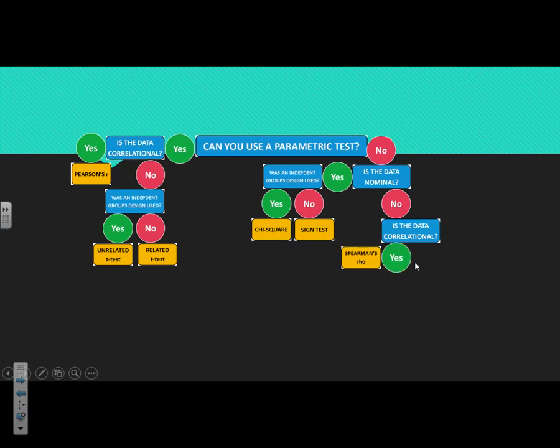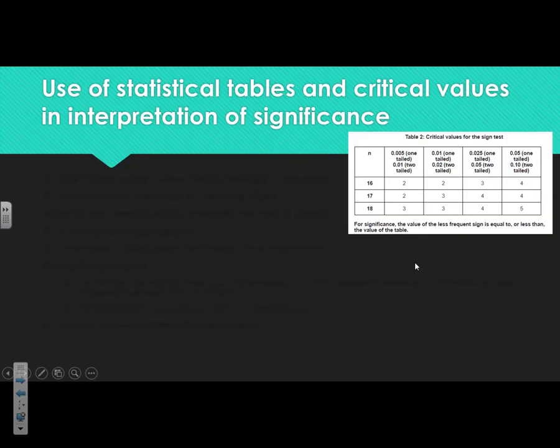Is the data correlational? Yes, Spearman's rho, because of course we know Spearman's is correlation, the spear is the line of best fit, but it's not Pearson's, which begins with a P, because you can't use a parametric test. Is the data correlational? No. Was it independent groups design? Yes, Mann-Whitney U. No, Wilcoxon. So there you go, that's it, you're just going to have to memorise that one.